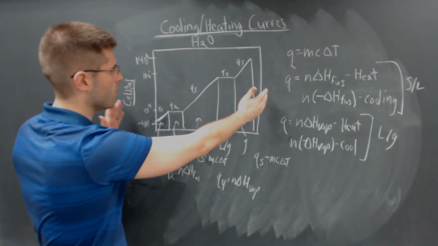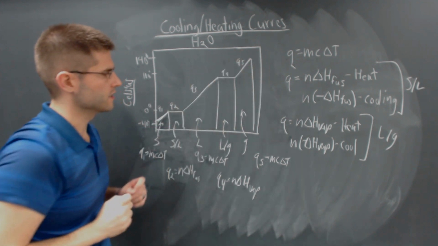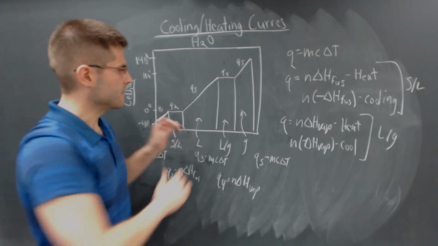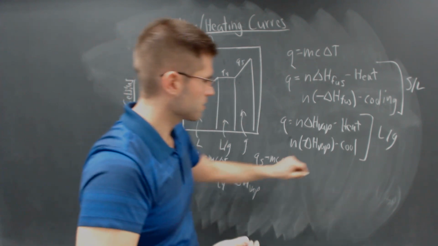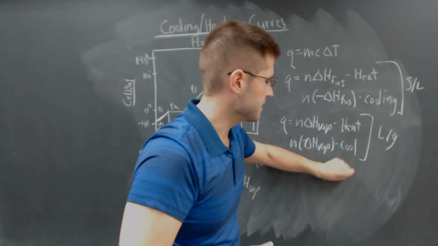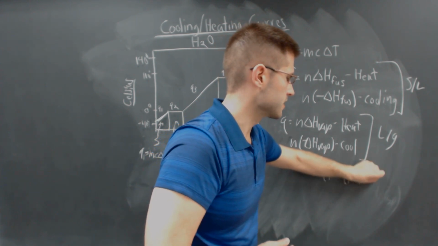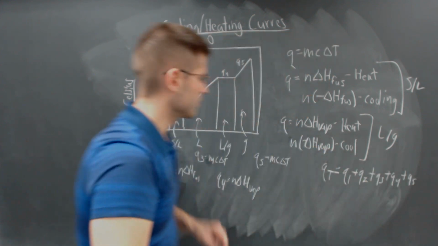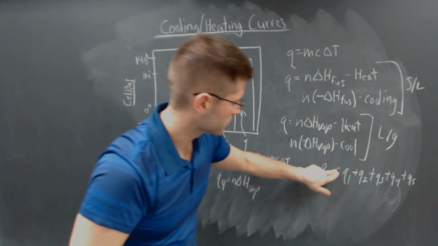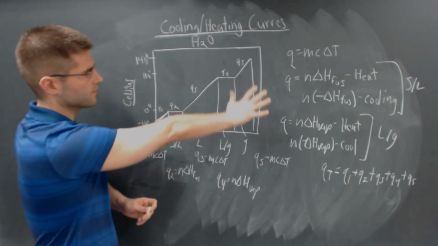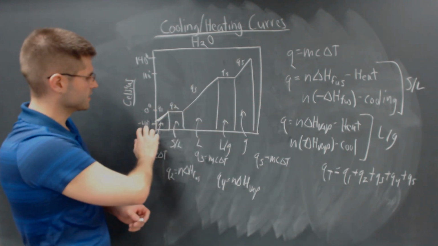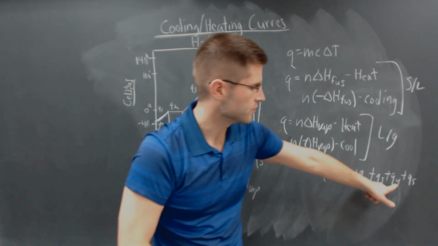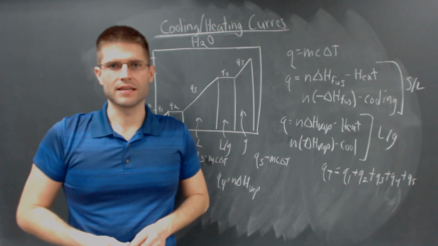So doing a heating curve of water going from -40 all the way to 140 degrees Celsius, there would be 5 different Qs that we could calculate. And if we wanted to figure out the total amount of heat absorbed, Q total is going to be equal to the sum of the individual Qs. So if I wanted to know the total amount of heat absorbed by this H2O system going from -40 to 140, I would have to calculate the Q for each individual phase and then add them up and get Q total.